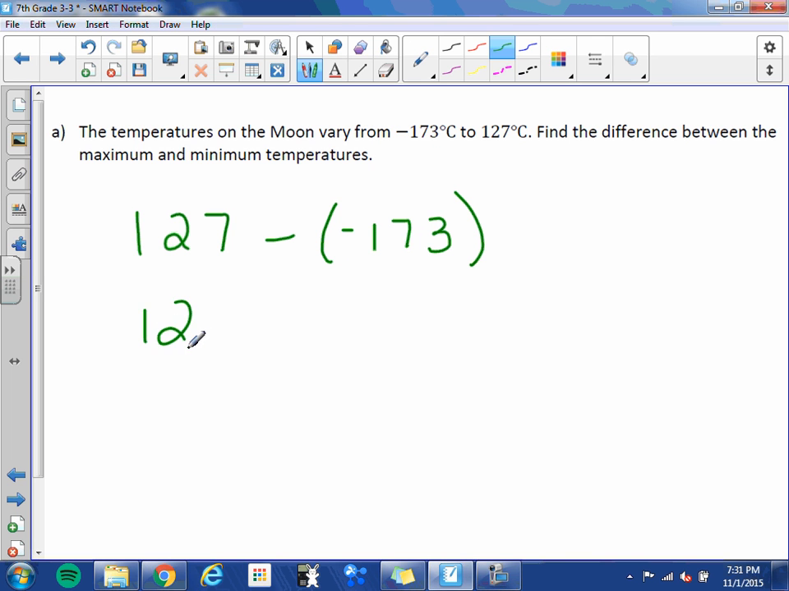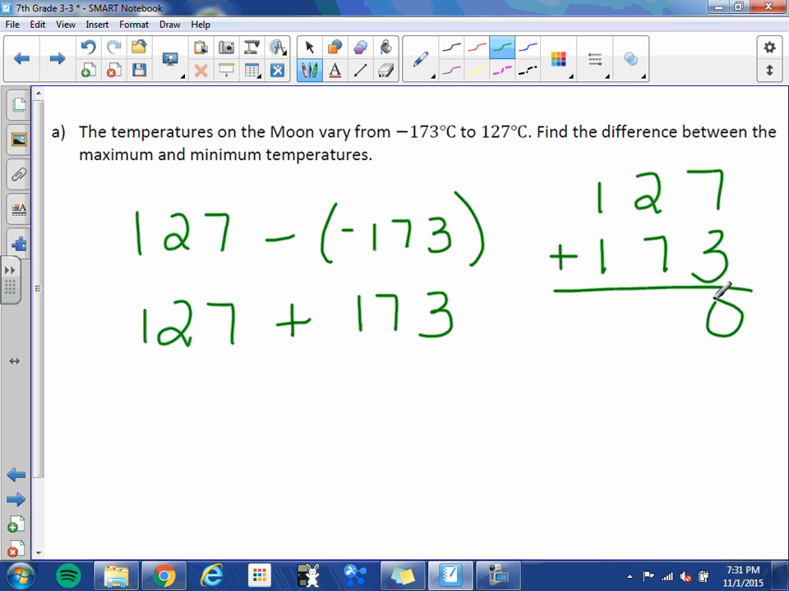But I will not subtract. I will add the opposite. The opposite of negative 173 is positive 173. And this one I'm going to add off to the side here. So the difference is 300 degrees Celsius.